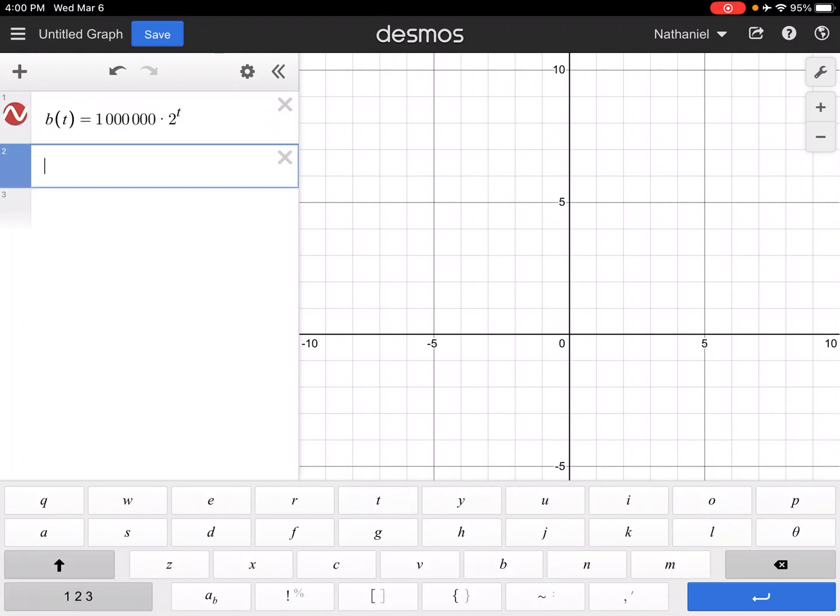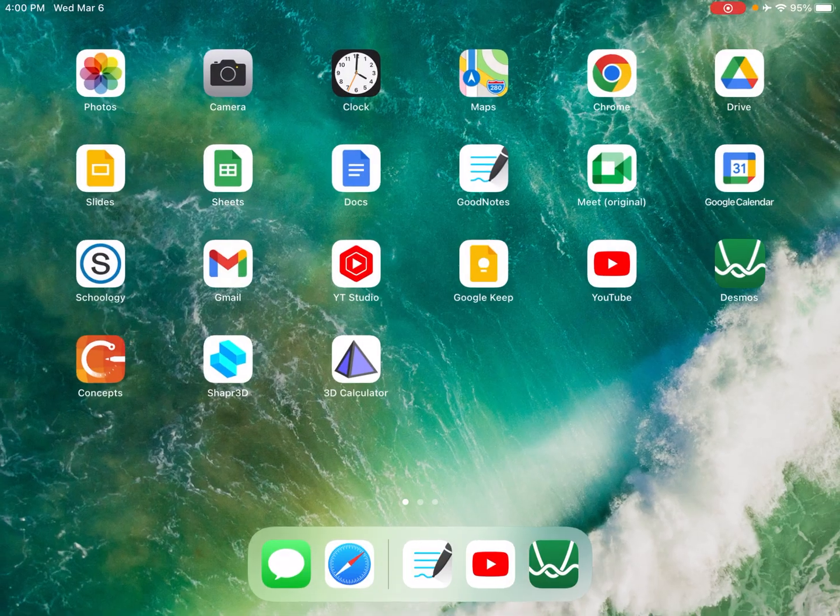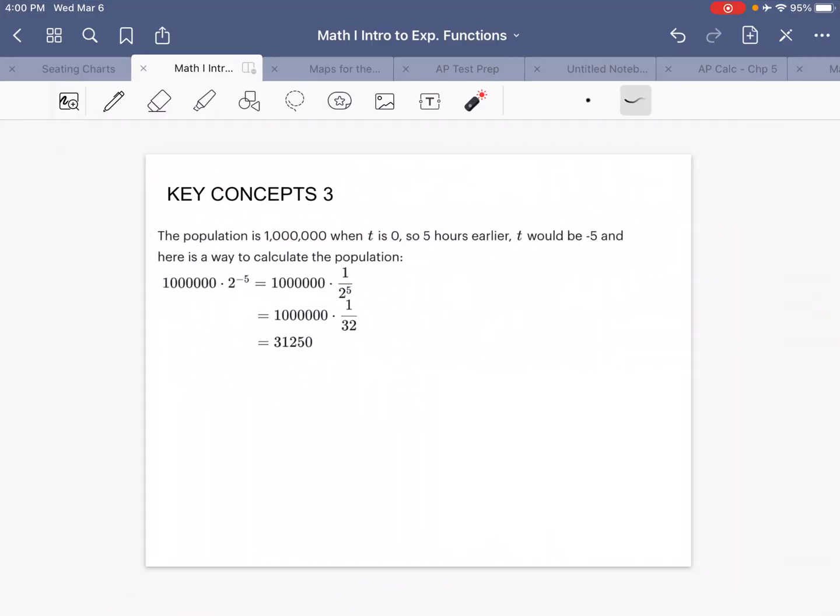And what I can do is I can actually just calculate the number of bacteria for any number of hours. That would be 5 hours before we started. Let's say I want to know how many bacteria there will be after 3 hours. Well, b of 3 is 8 million. Or 12 hours, that's a really big number. So we can use Desmos. We can also write it out.